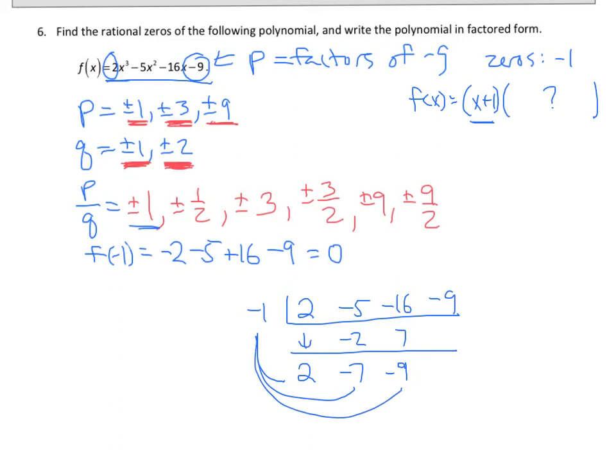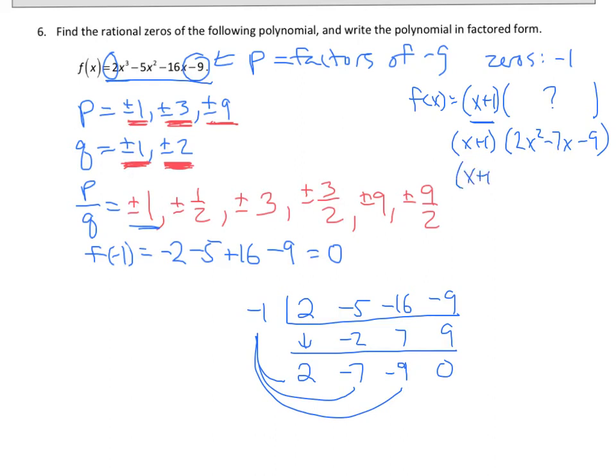I multiply. I get positive 9. I add negative 9 plus 9, and I get 0, no remainder, which is good, because it should be factorable. And so f of x is x plus 1 times 2x squared minus 7x minus 9. And from there, I can just use factoring to completely factor this polynomial.